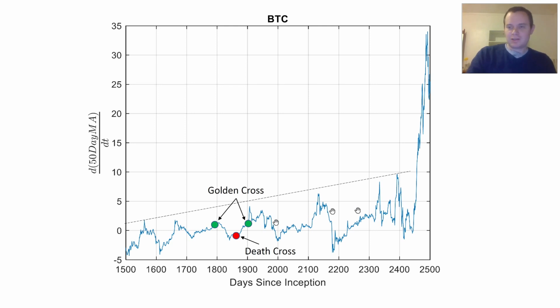So what you can see, even with Bitcoin, is we spent time above zero, which means that moving average is increasing, which means the price is generally increasing. We also spent time below zero, which means the price was decreasing. So what does that mean, though? If you look at this graph, as we continued on after the second golden cross, the amount of time that the moving average was increasing far outweighed the time when it was below zero and decreasing.